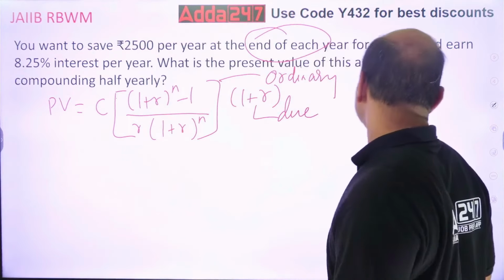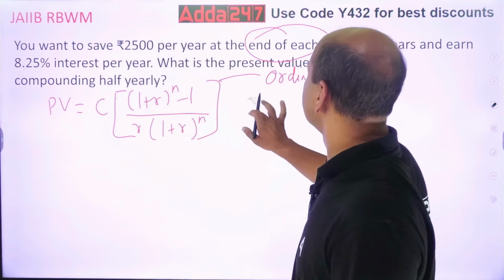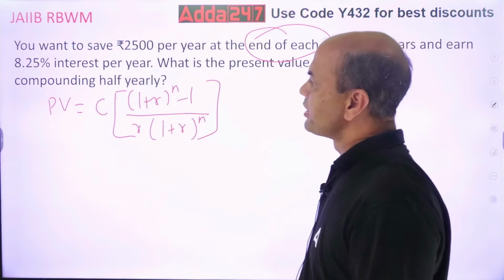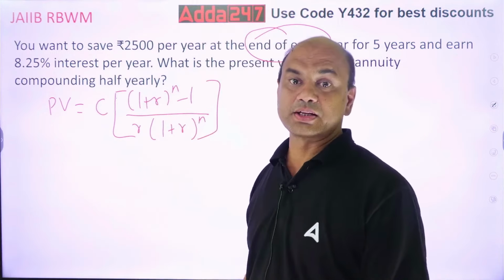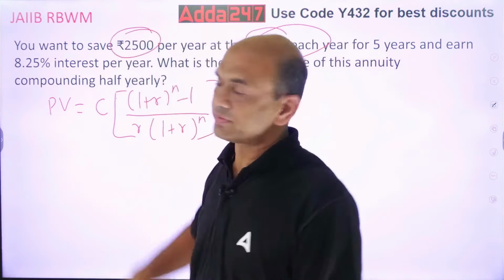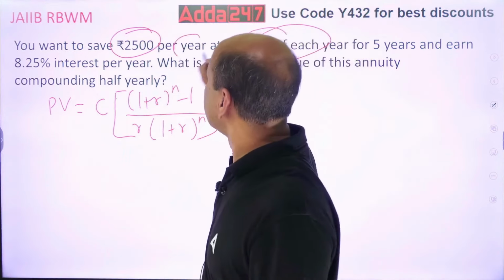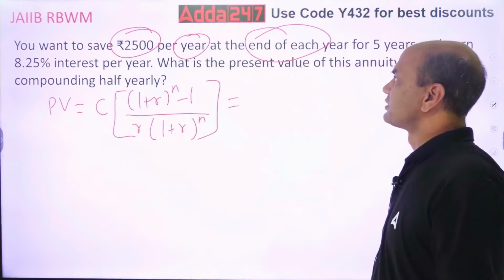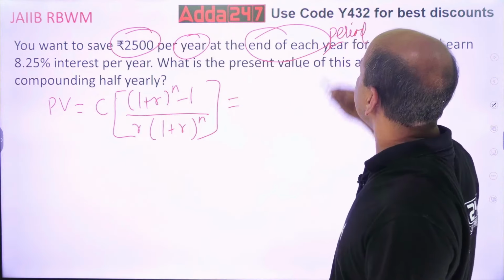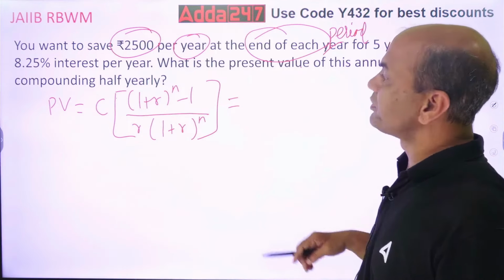Okay? So now, you know this, I'll remove it. This part I'll remove, this part I'll remove, because you know this. So let's move on. Now find the answer. What is the answer for this? C into what is C? You want to save 2500 per year. Pay attention. Per year at the end of each year, or each period you can call it now, for 5 years at interest 8.25. What is the present value if compounding half yearly?